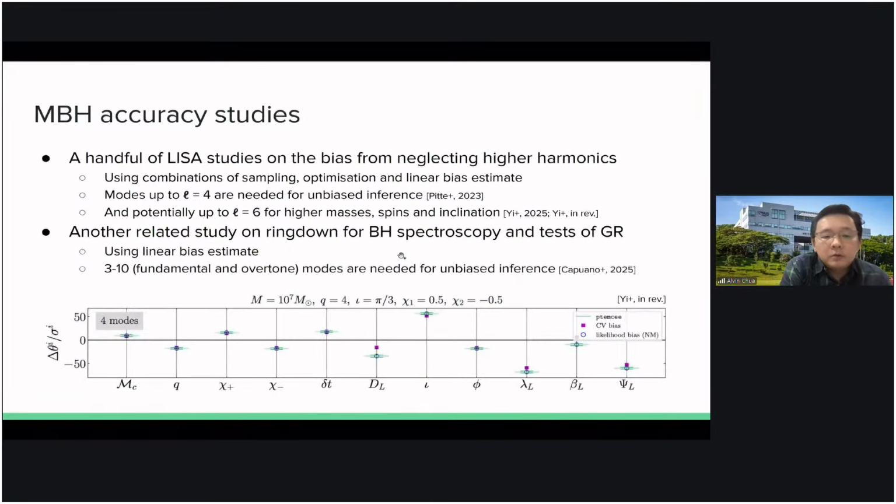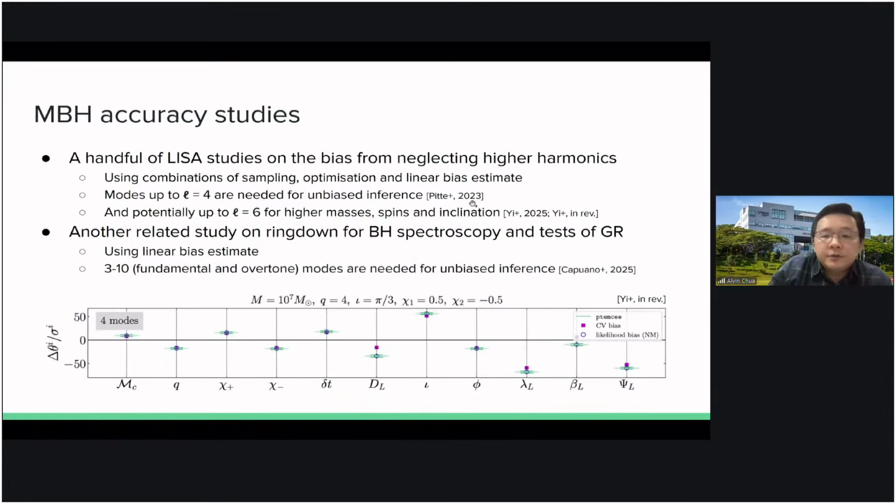Okay, so I'm running out of time. There have been a handful of studies on MPHs in the LISA context, but mainly they focus on the bias from neglecting higher harmonics. These studies are fairly robust, I would say, because they use combinations of not just the linear bias estimate, but also sampling and optimization. So they validated their answers.